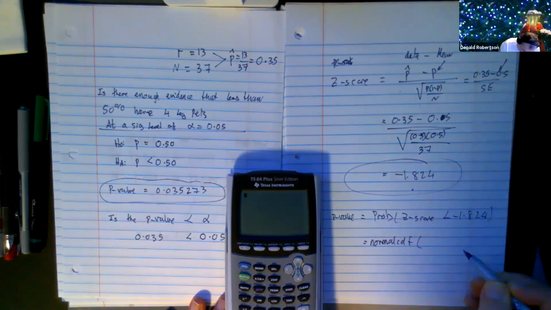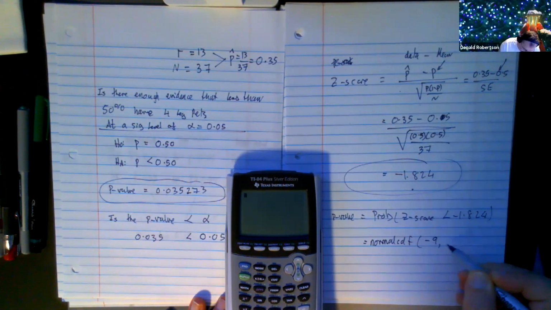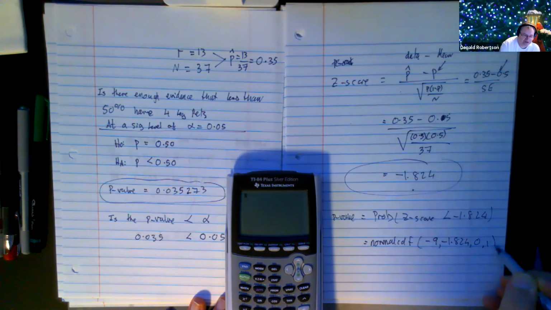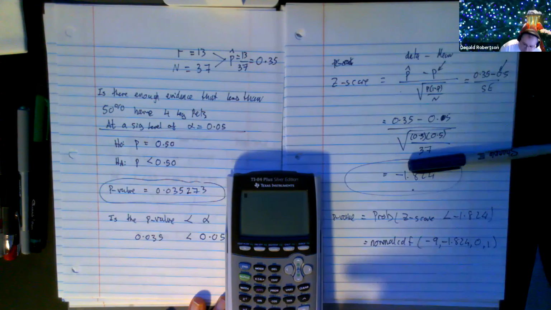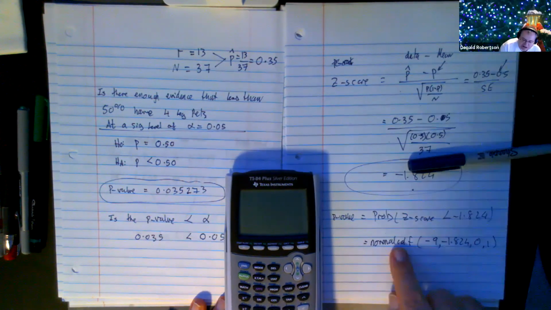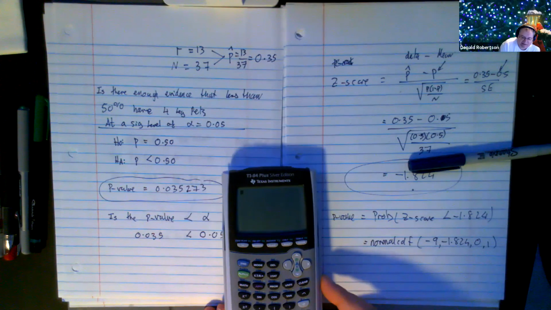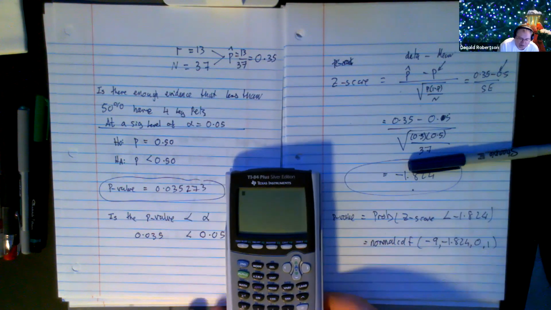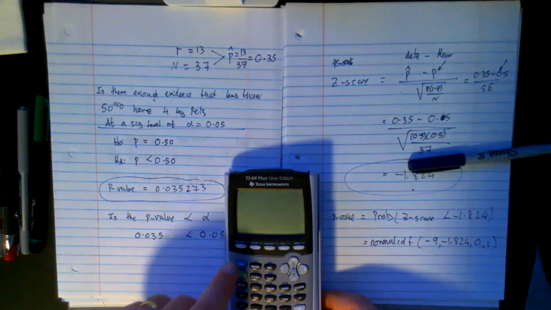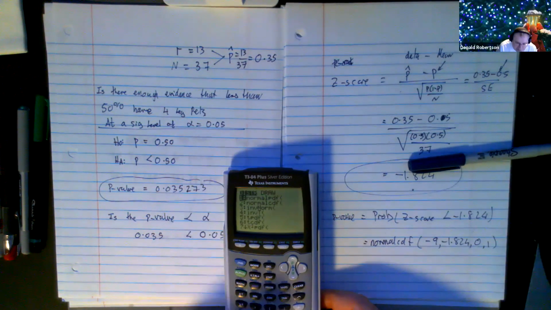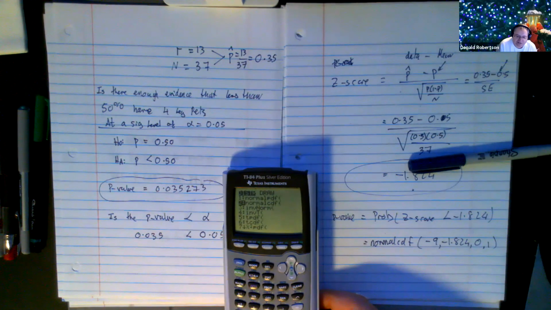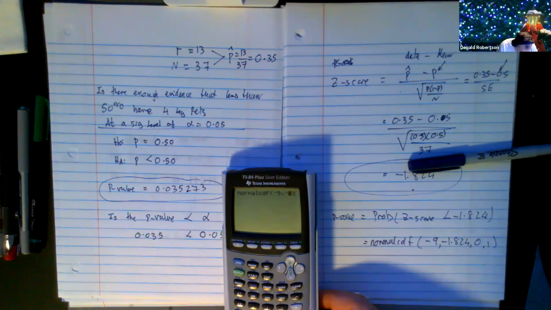And the format for this one is -9, -1.824, 0 and 1. I think that's the right way around. Where is normal CDF hiding? Under distribution. So blue button, variable, to get distribution. Choice number 2. Some of you have a little menu. I have to do it the old fashioned way. -9, comma, -1.824, comma, 0, comma, 1, close the brackets.